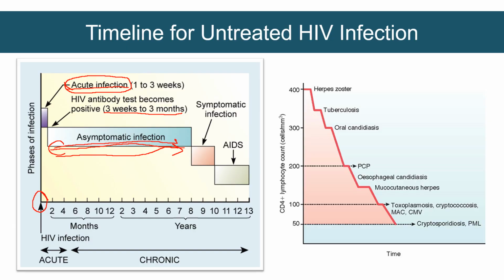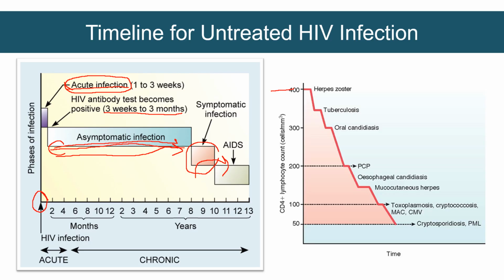And then years later, you begin to have this symptomatic infection, but it's already advanced. And after that, then it turns into AIDS. And then this chart here shows the CD4 plus T cell count and the opportunistic diseases that tend to come at that level.